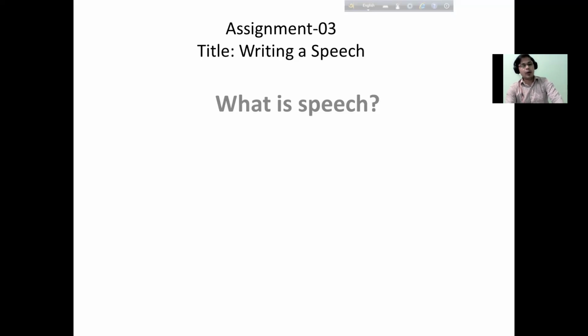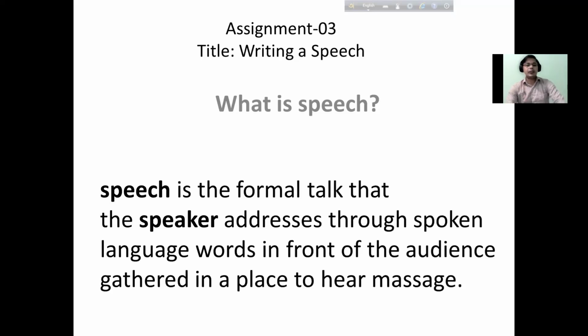Okay, so what is a speech? A speech is the formal talk that the speaker addresses through spoken language in front of the audience gathered in a place to hear a message. So here we have the purpose of the audience, why they gather in a place for a speech. But what is the purpose or objective of the speaker in delivering a speech? Behind every speech there is an objective and there is a purpose.